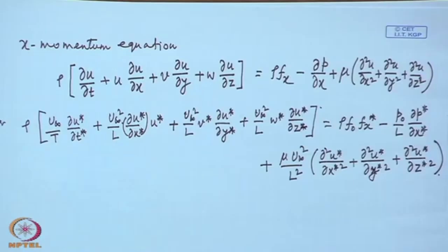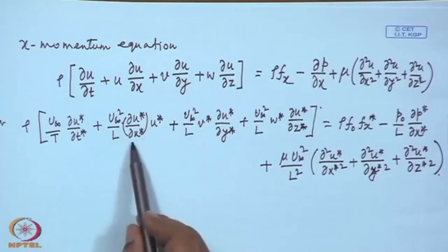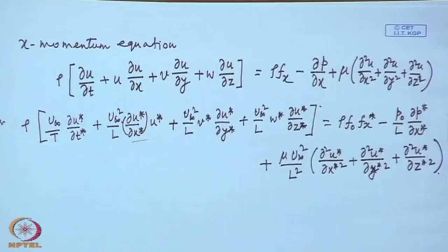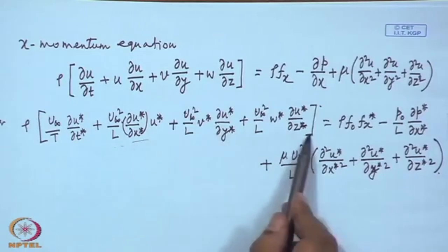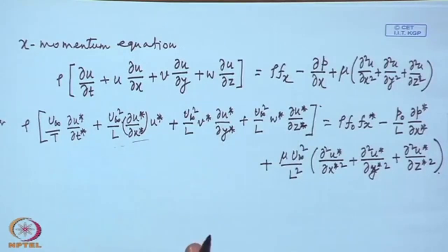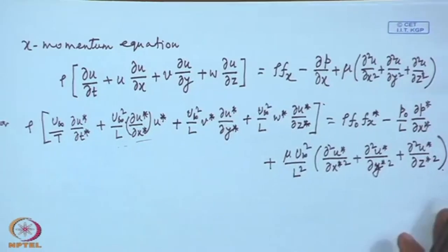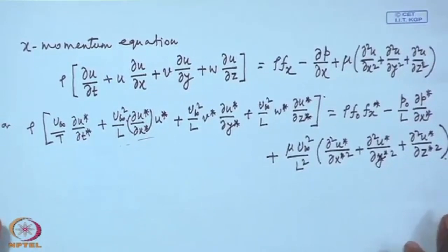Multiply throughout by L into rho u infinity square. The idea is to make the coefficient of these terms as 1. Coefficient of these terms as 1. L upon rho u infinity square.